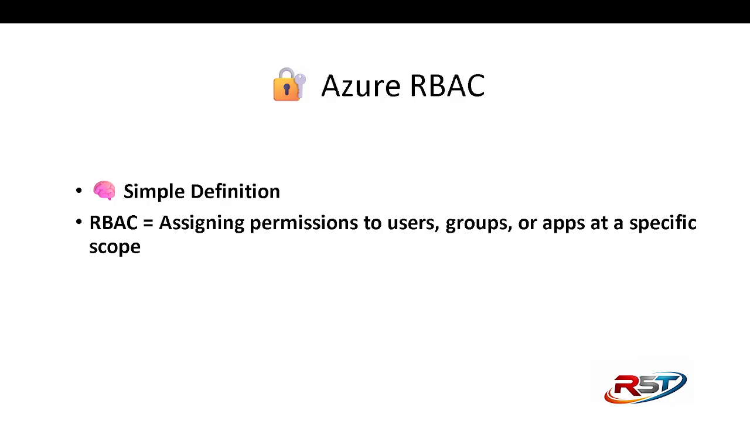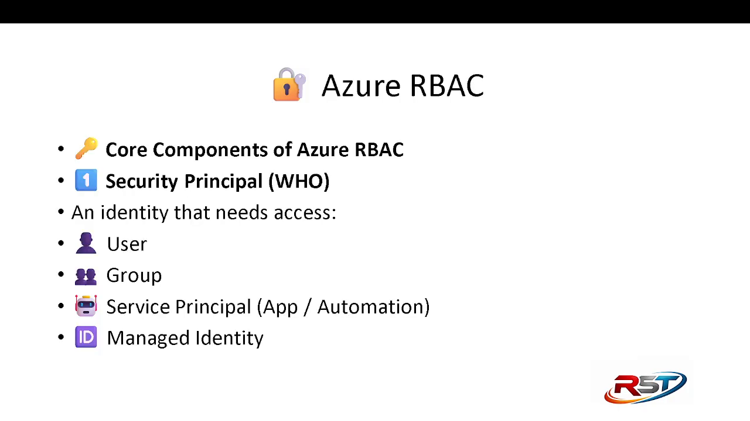So, assigning permission to users, groups of users, or apps at a specific scope. Specific scope means resource, resource group, subscription, or management group like that. That is the scope. So, core components of Azure RBAC.